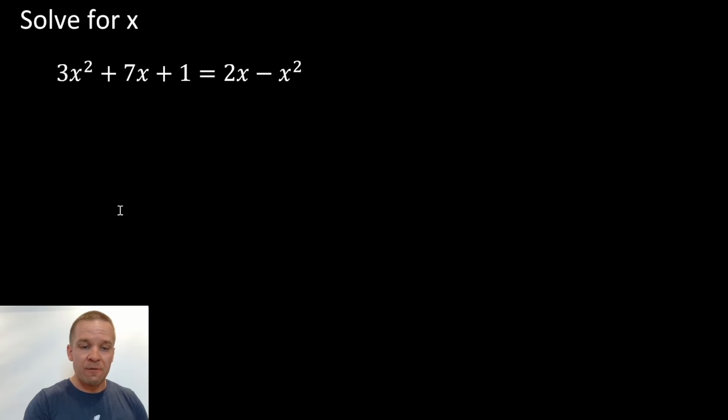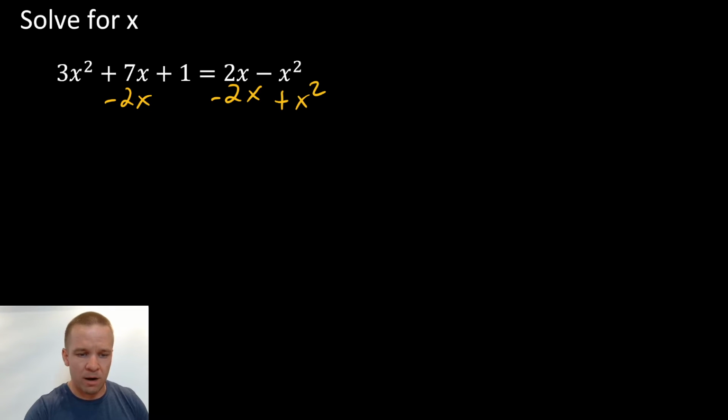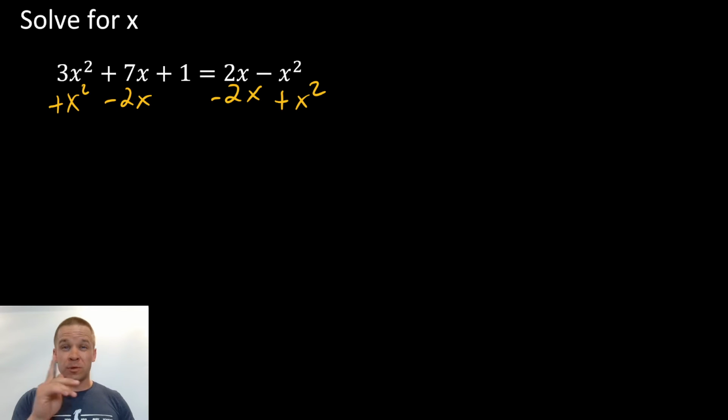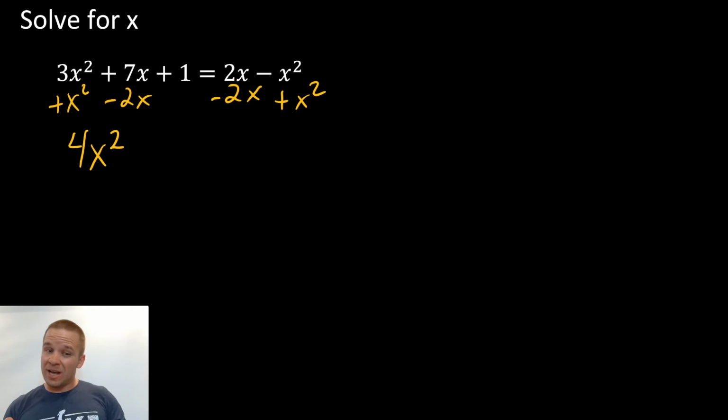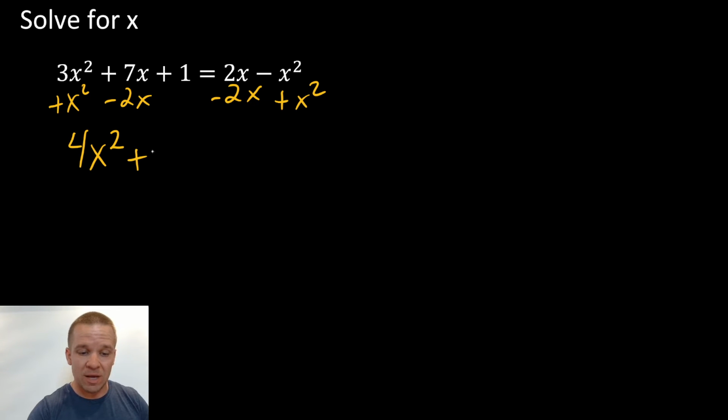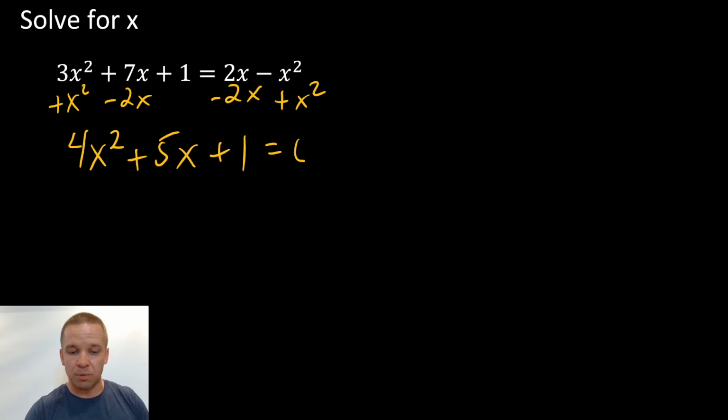All right, first off, I'm going to subtract 2x on both sides, and I like to put it where its like term is going to be, and I'm going to add x squared to both sides. So now I have 3x squared plus 1x squared. That's going to give me 4x squared. I have 7x minus 2x. That's going to give me 5x. And then the plus 1 still stays as just plus 1. There was nothing added or subtracted with that.